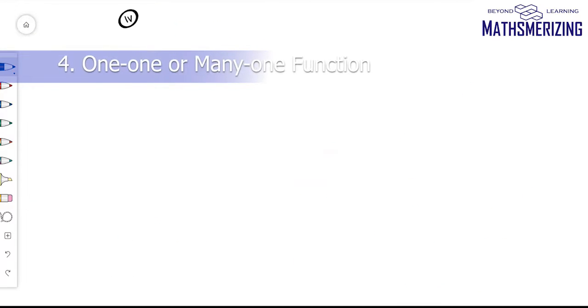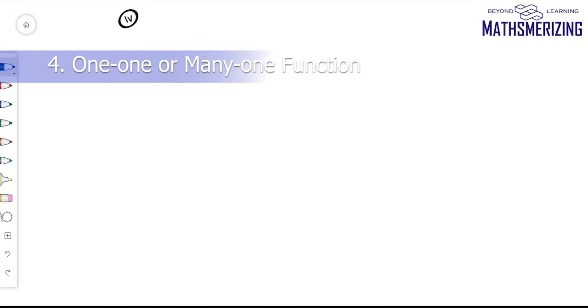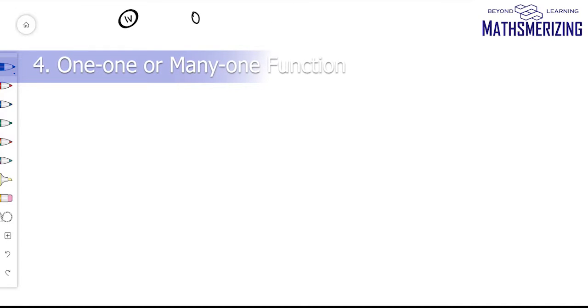Now, the fourth thing that we can decide from the given graph is whether the given function is a one-one function or a many-one function. And one-one functions are also called injective functions. So I can decide whether the given function is injective or not injective. Now, for this, we'll use something called the horizontal line test. So I'll take up an example.